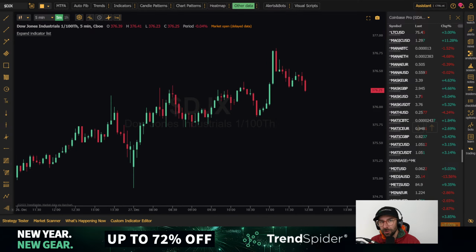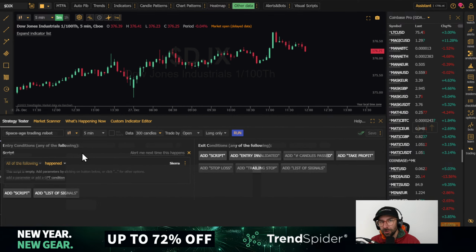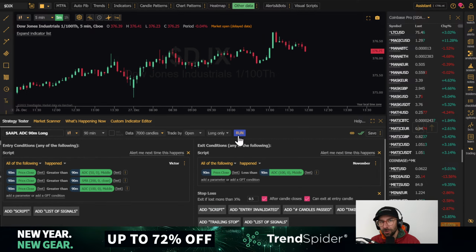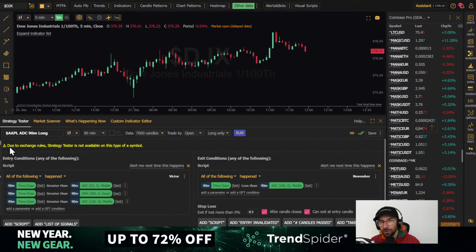So with backtesting, actually, I don't know if you can strategy test indexes, like specifically indexes. I'm just going to try and run something. Yeah, see, due to exchange rules, you cannot test an index. And I don't know why that is either, but it literally has nothing to do with us. It's the exchange itself that will not allow for that.